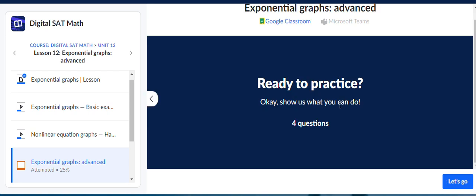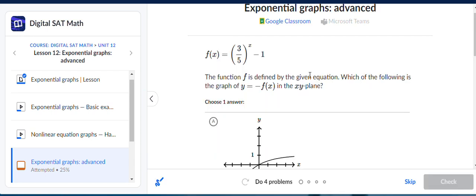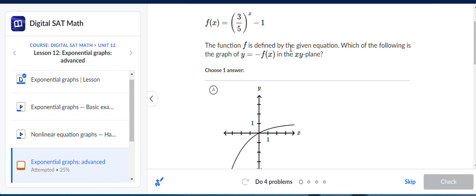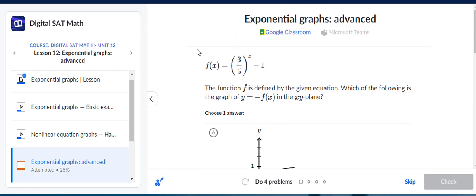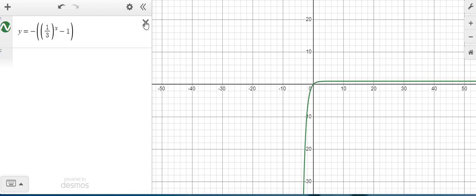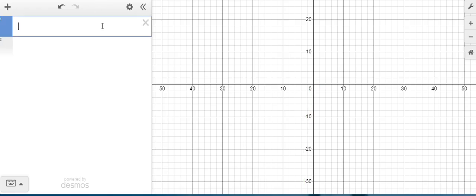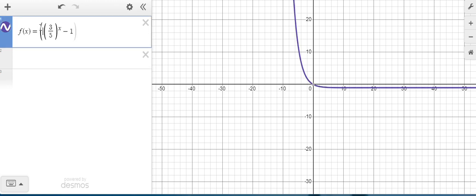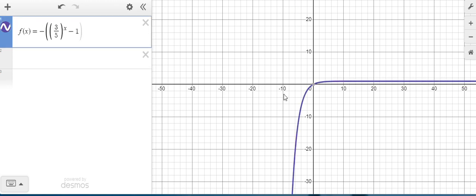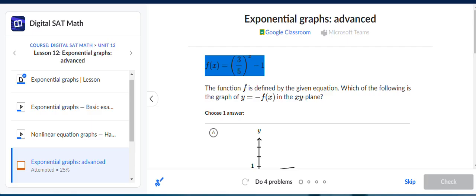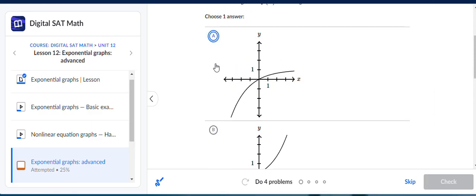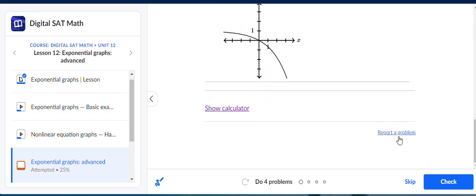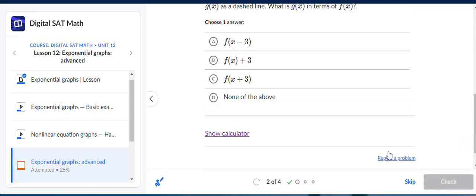That's done. Let's just quickly go through these. Let's see, 3 over 5. Let's just copy this equation, put this in Desmos. Look, we don't have much time for that on the SAT. Okay, so what does the inverse look like? Minus, so this looks like that, which seems like this. Yeah, that's the correct answer.